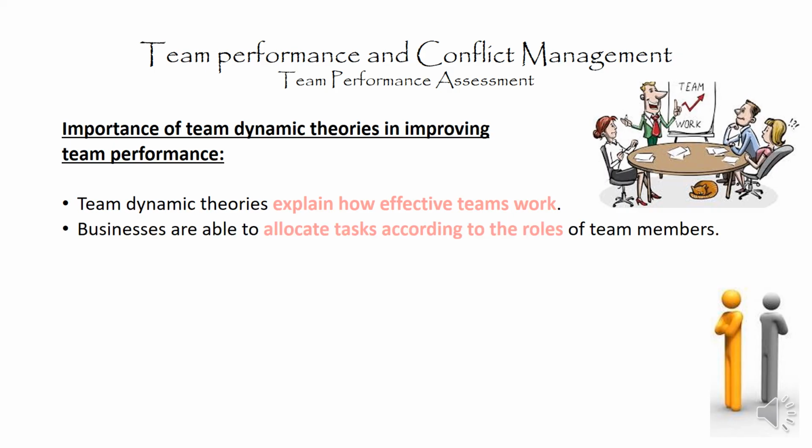Businesses are also able to allocate tasks according to the roles of the team members. So if we understand those team dynamic theories about, for example, some people being extroverted, some people being introverted, if we understand that some of our team members are introverted, we are not going to give that introverted person a task to perform that is going to put him in an uncomfortable position.